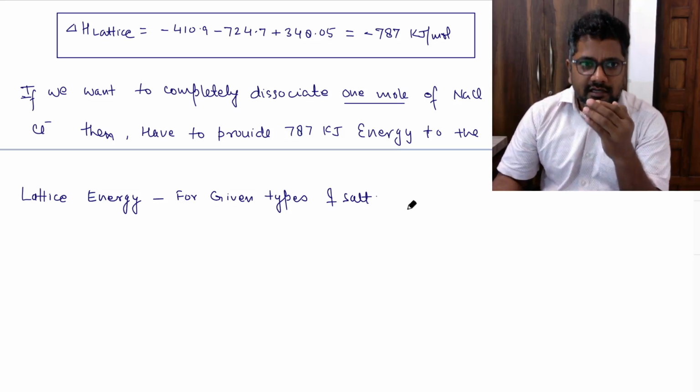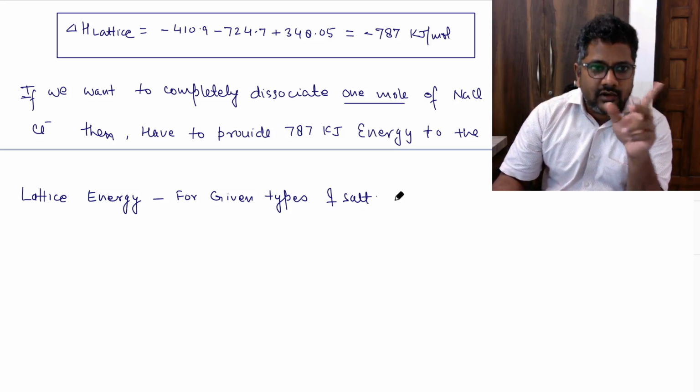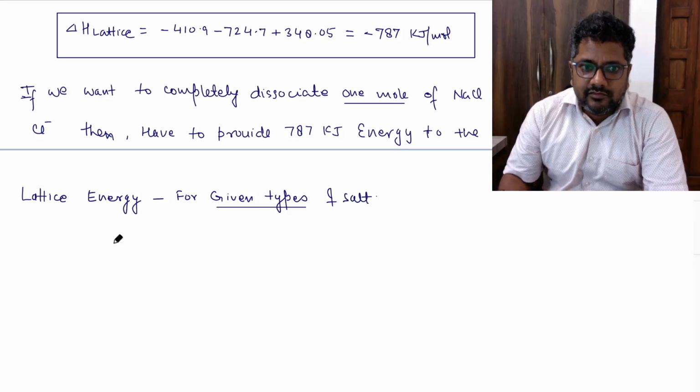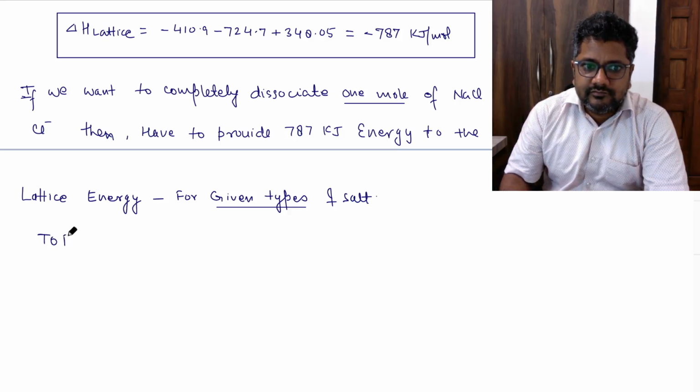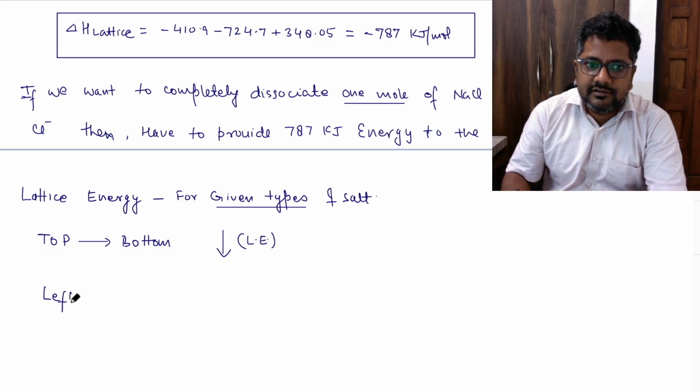like if you take MCl, so take chloride of all the lithium, sodium, potassium. Don't take chloride of lithium and bromide of sodium and iodide of potassium. So that's why for the given types of salt, from top to bottom, lattice energy decreases, right? And from left to right, it is what? Increases.